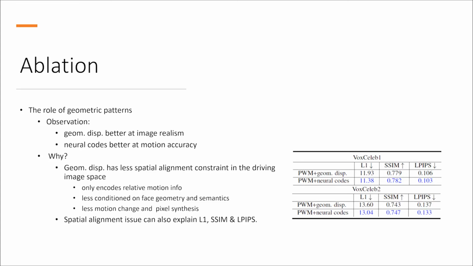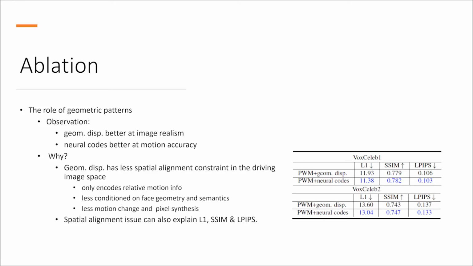There are a couple of reasons for this. First, it only encodes relative motion. Second, it's less constrained on the facial geometry and semantics. Third, by trading off motion accuracy for image realism, it can do less aggressive motion change and less pixel synthesis, therefore easier to achieve better image realism.